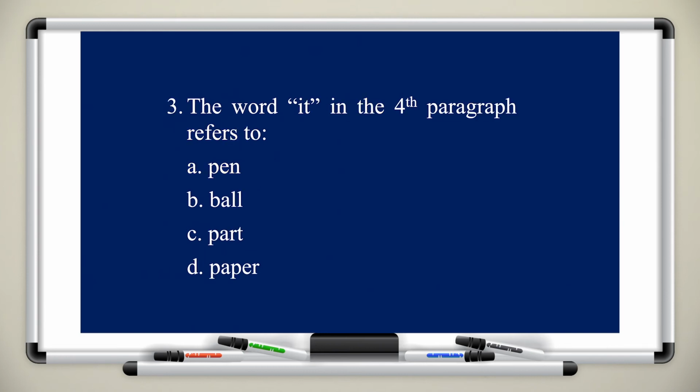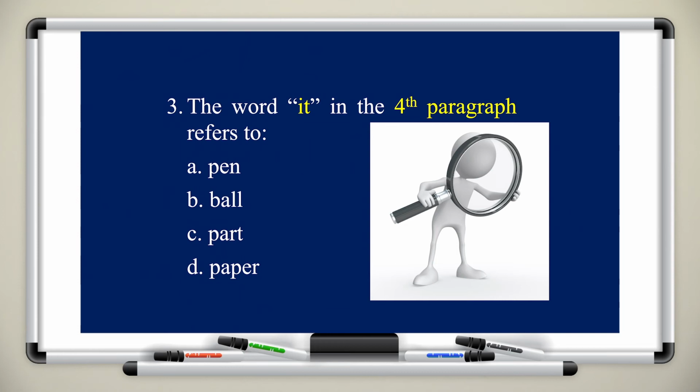The word it in the 4th paragraph refers to. So if we go back to the passage, it is in the 4th paragraph. The word it refers to what? Does it refer to the pen, the ball, the part, or the paper? Of course, if you go back, you will see that it was talking about the ball inside the pen. That's the correct answer. Great job.